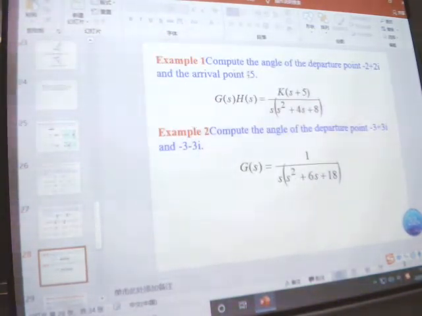For example, we can compute the angle of departure at the point minus 2 plus 2i and the arrival point minus 5. We can also compute the angle of departure at the points minus 3 plus 3i and minus 3 minus 3i, its conjugate. Compute it.